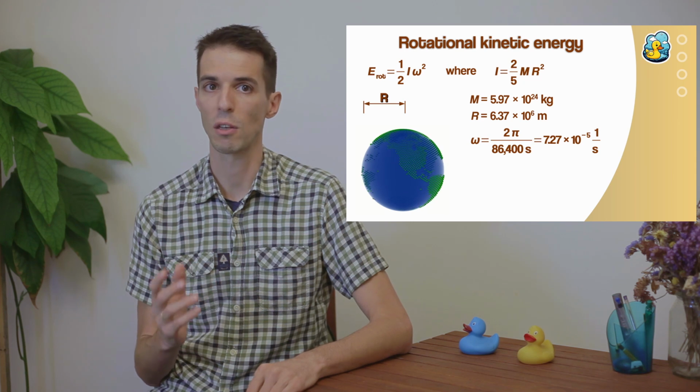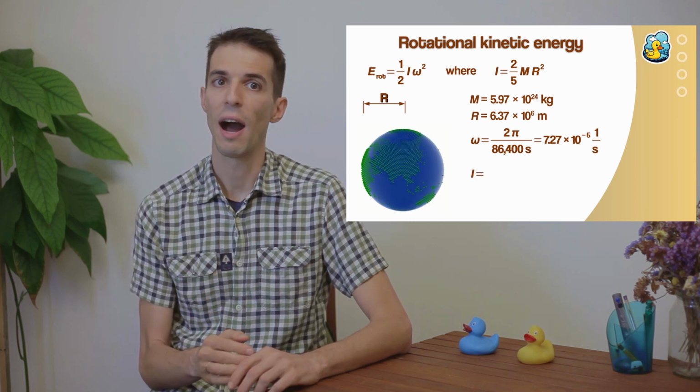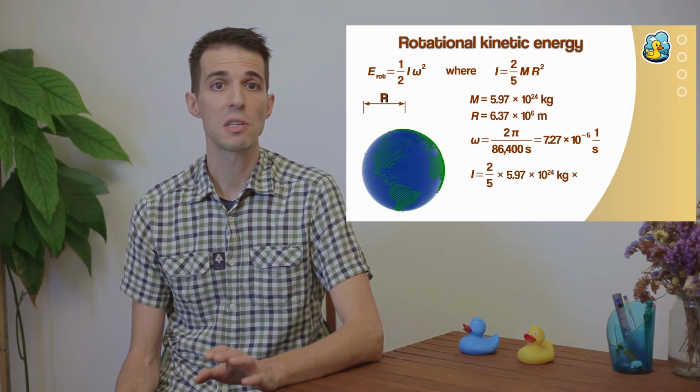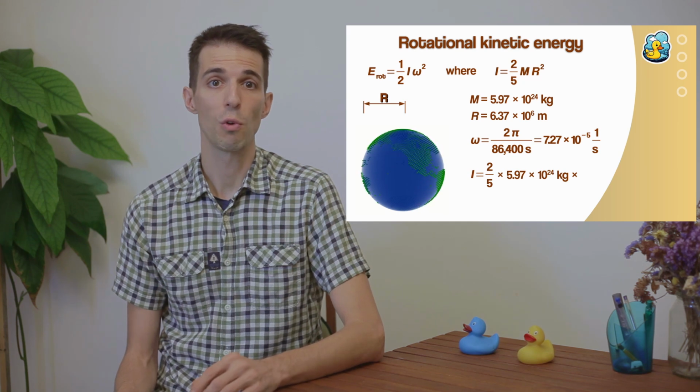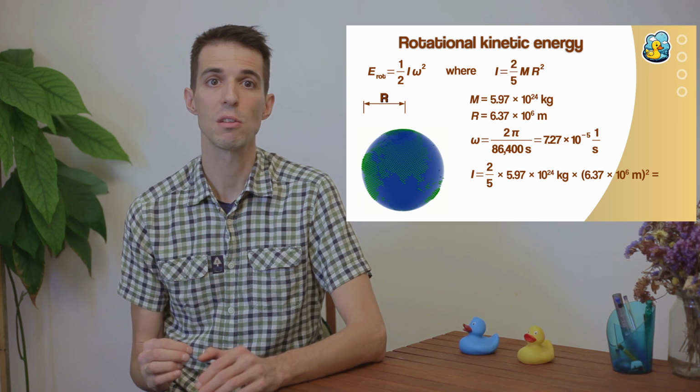Let's calculate Earth's moment of inertia. I equals 2/5 times 5.97 times 10 to the power of 24 kilograms times 6.37 times 10 to the power of 6 meters squared.